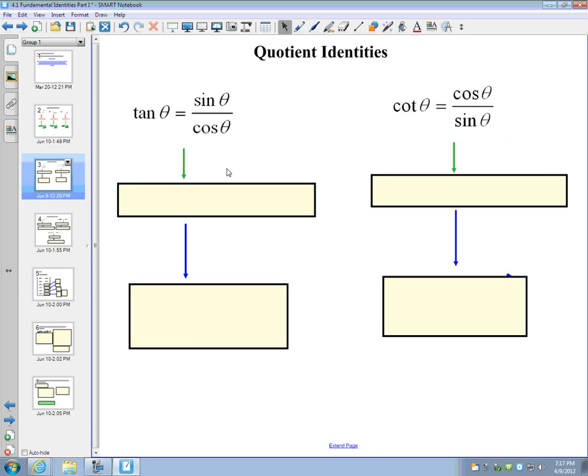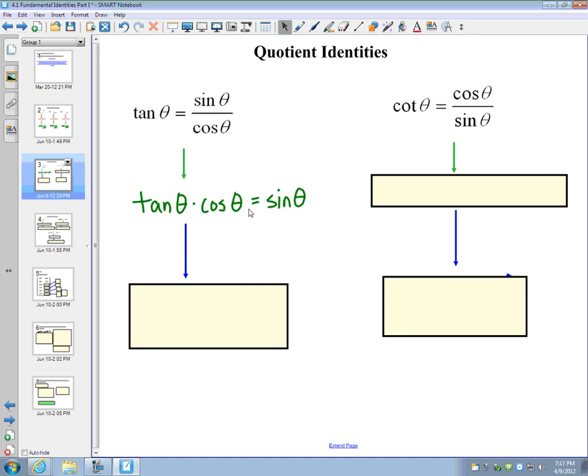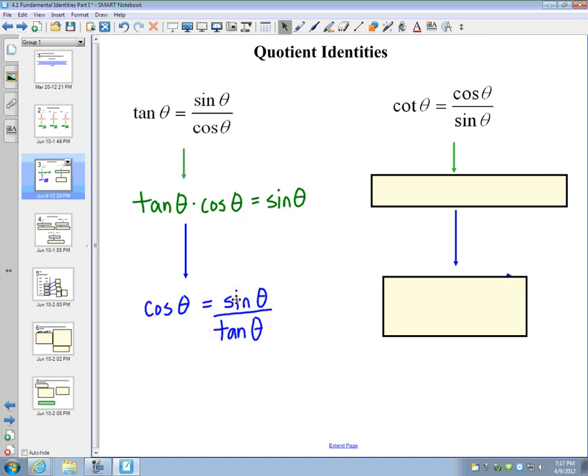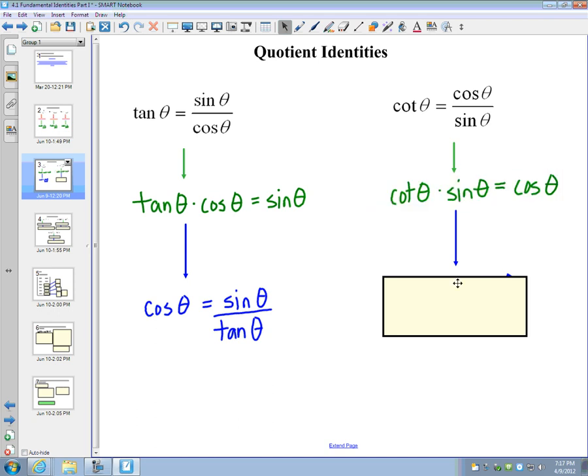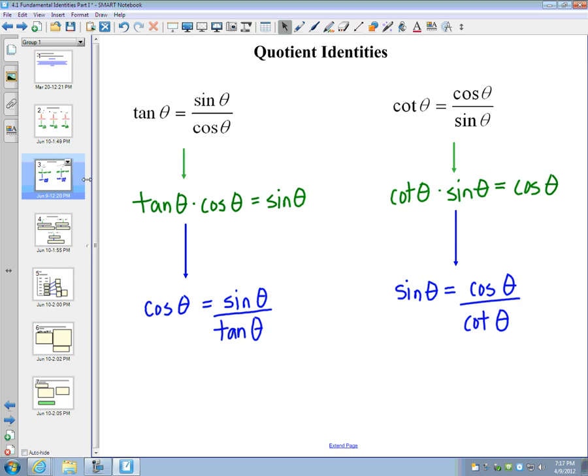Then we have our quotient identities. Well, tan is equal to sine over cos, so tan times cos is equal to sine, and cos is equal to sine over tan. And we can do similar with cotangent.